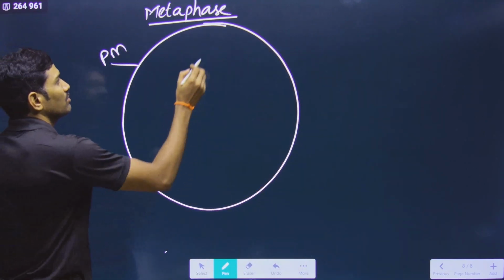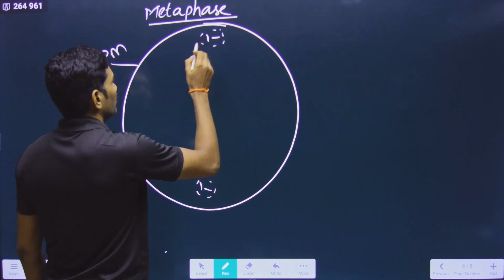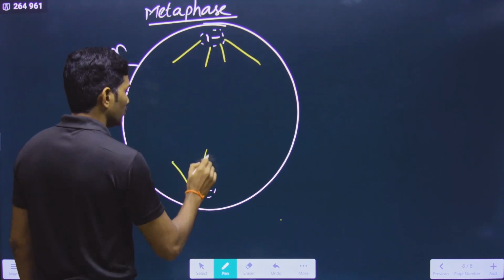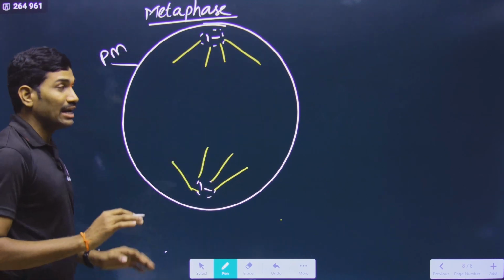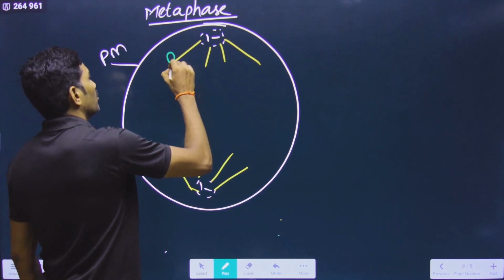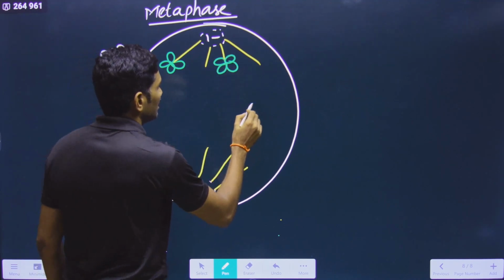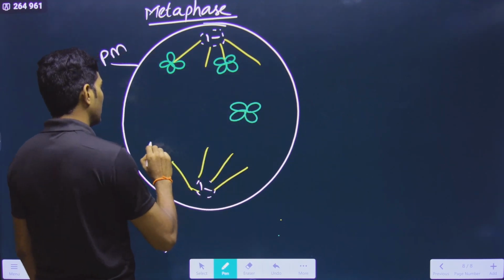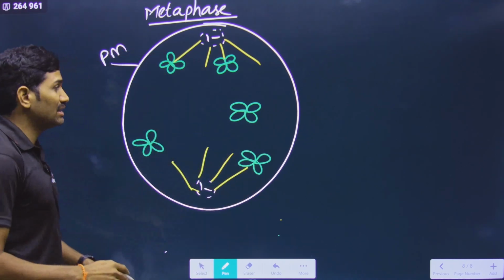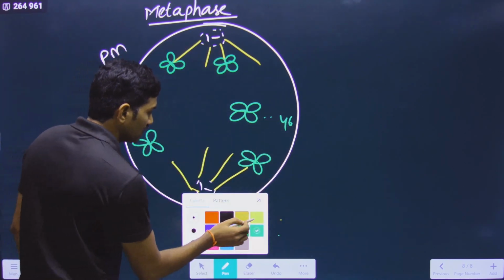So now what do you need to draw? Here is one spindle pole. Here is one spindle pole. From these, spindle fibers are coming out. Yes or no? And now what happens? Initially, chromosomes are present randomly, here and there. So I am drawing them randomly like this. Randomly they are present in the cytoplasm. Like this, how many are present? 46 are present.